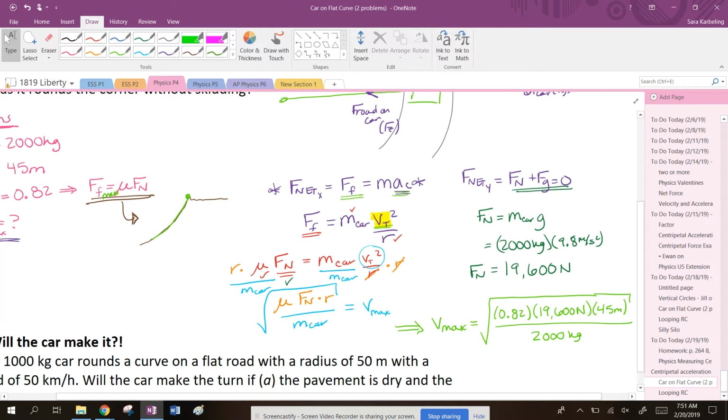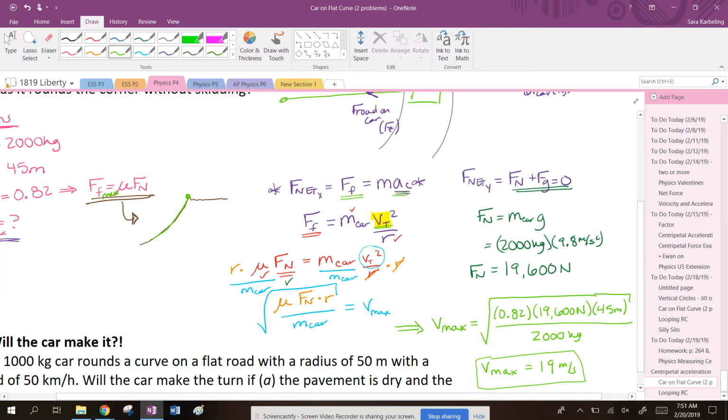So 0.82 times 19,600 times 45. I'm going to divide that by 2,000. And then I'm going to take the square root of that value. And I get a maximum speed, Vmax, of 19 meters per second, 19.016 if you want lots of sig figs, but I'm just going to go with 19. So hopefully that made sense.